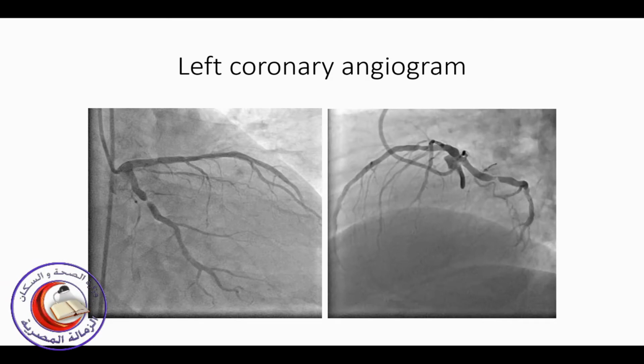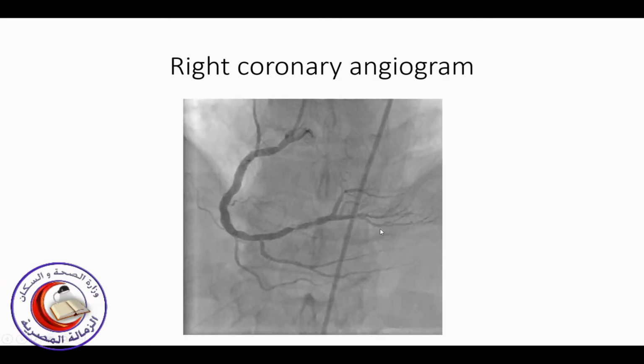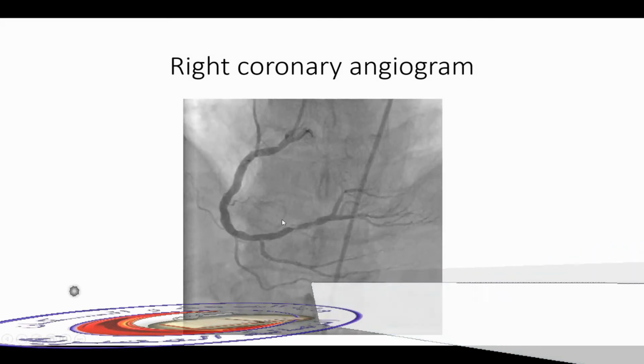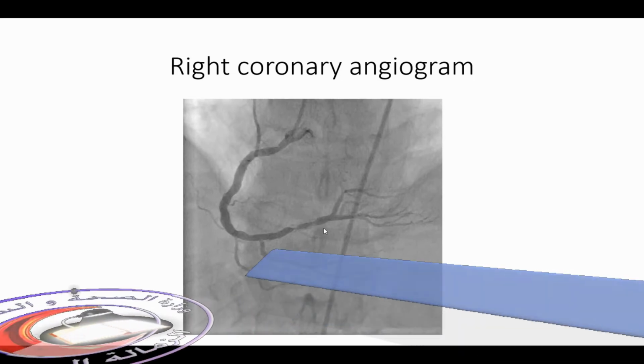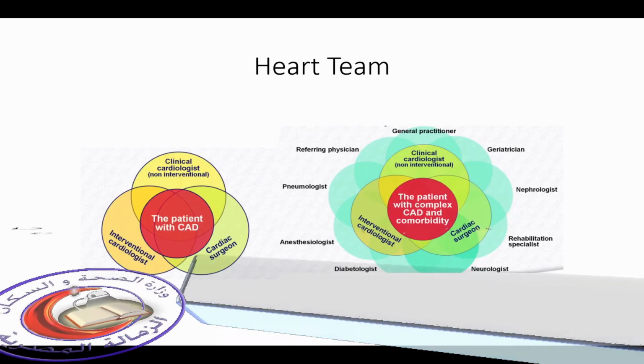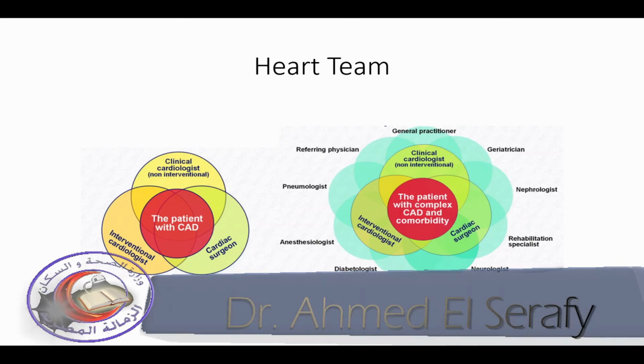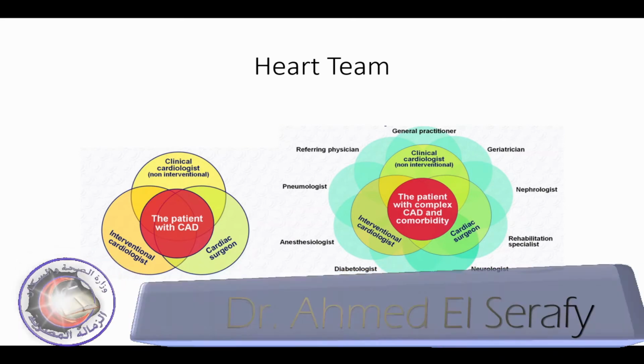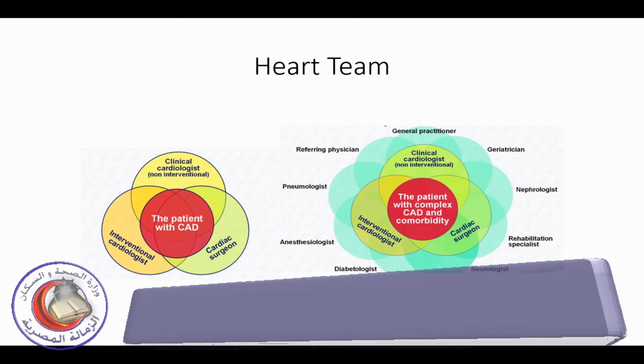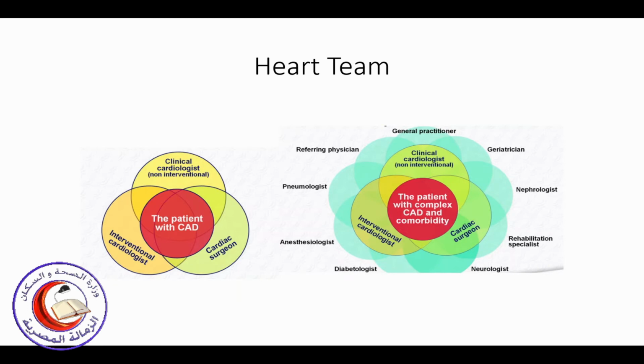So, what to do? We have 3 vessel disease. Do we just intervene without thinking? No. Maybe this is an easier case, but we should always think in multi-vessel disease and significant coronary artery disease of the heart team. The heart team constitutes of the interventional cardiologist, the cardiac surgeon, and the clinical cardiologist who assess the patient's different outcomes, different subset of diseases, different comorbidities.